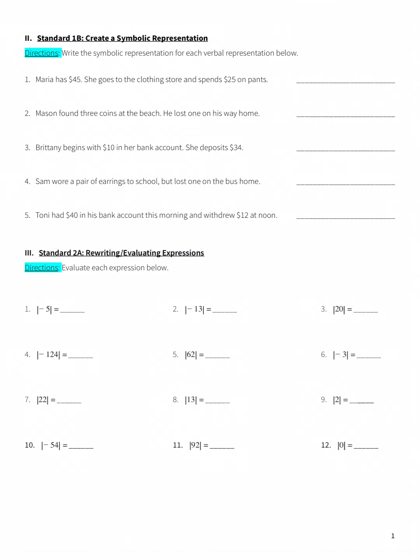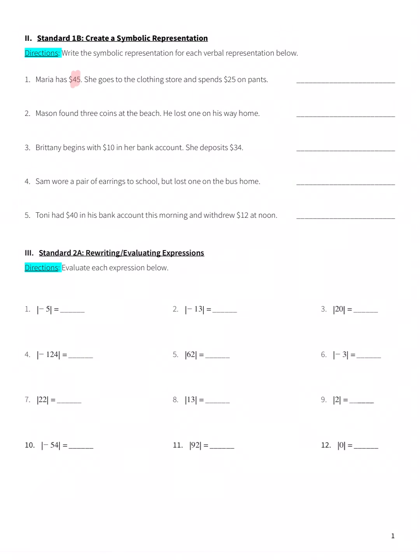On this page, you are going to first do standard 1B, create symbolic representation. So you're going to read the scenario here and write down what it would look like as a number sentence or symbolic representation of the situation. So here we have Maria has $45. I'm going to highlight that because it's important information.